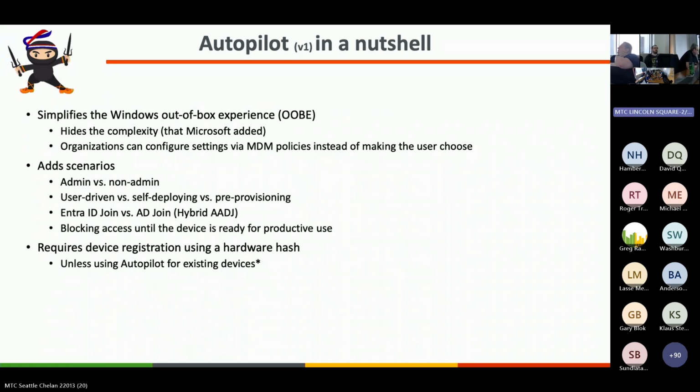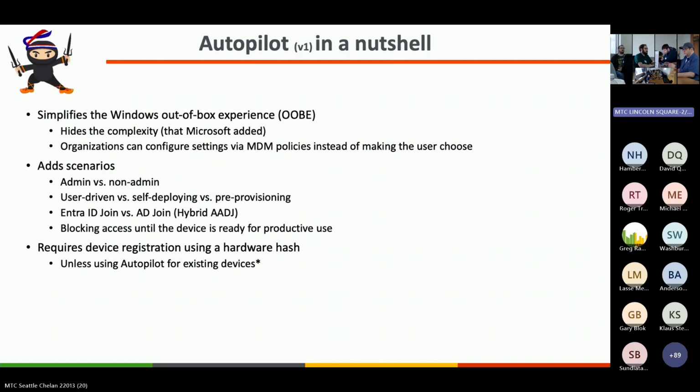But at least with an Autopilot V1 registered device that had a profile assigned to it, you would go through a nice simplified process that the end user could complete to get a device into Entra or Active Directory and enrolled in Intune and fully provisioned. Doing that required registering the device with a hardware hash. In most cases, there was Autopilot for existing devices, which supported registration, not really registration, but deployment using a JSON file dropped into the right place on the device.